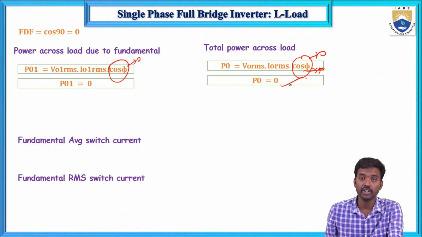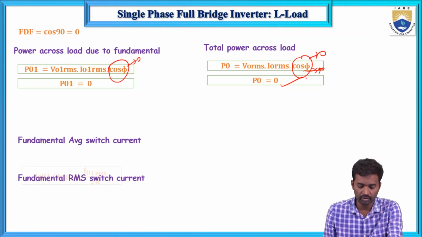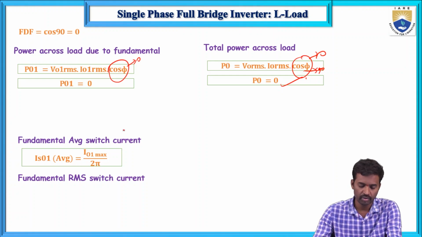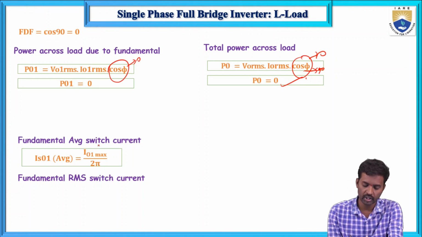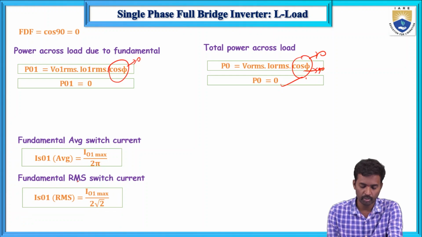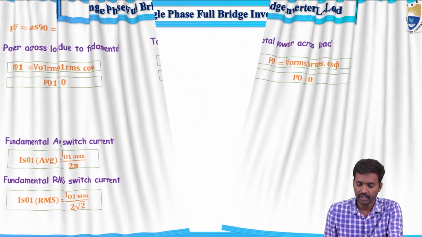And the fundamental average switch current. How will we calculate the fundamental average switch current? This is the half wave rectifier output for each switch, so I01 maximum by 2 pi, since the conduction time is 2 pi. And next, the fundamental component RMS switch current equals I01 by 2 root 2.